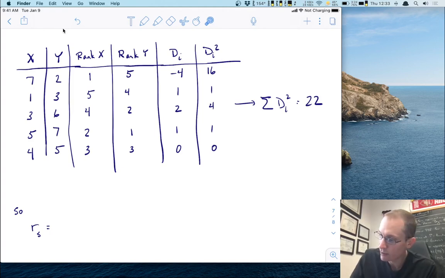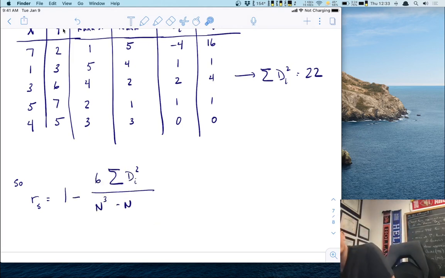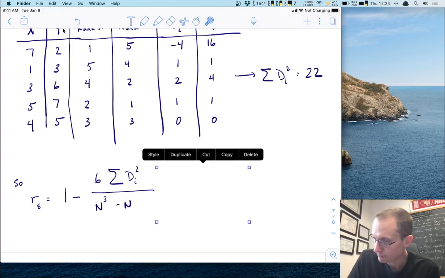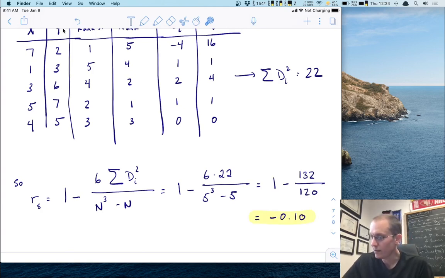So now we're ready to compute the Spearman correlation. So let's write down our formula again. This is, again, 1 minus 6 times the sum of the squared differences in ranks divided by n cubed minus n. Let's plug all that stuff in. Okay. So 6 times, we found that sum of rank differences as 22. And then n is 5. This is the number of pairs you have. So this will be 5 cubed minus 5. That's 120. So this simplifies to be 1 minus 132 over 120.